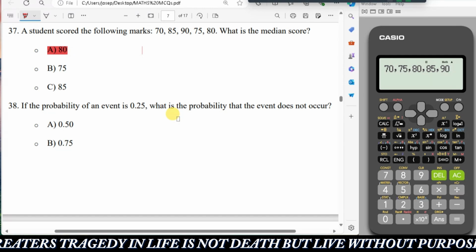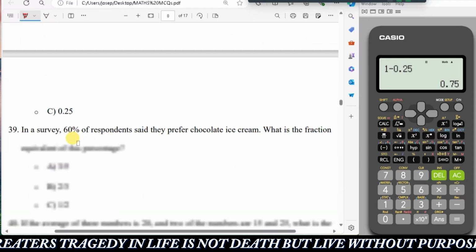So it is always between 0 and 1. Now, if they have given us the probability of it occurring, to get the probability of it not occurring, subtract this from 1. So you pick 1 minus 0.25 to get the probability of it not occurring. That's 0.75, and the correct answer here is B.